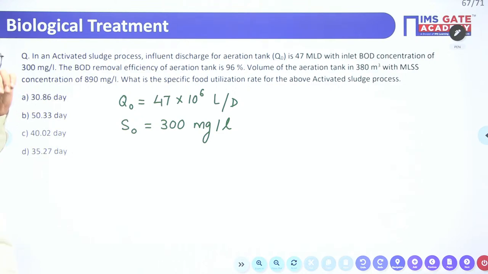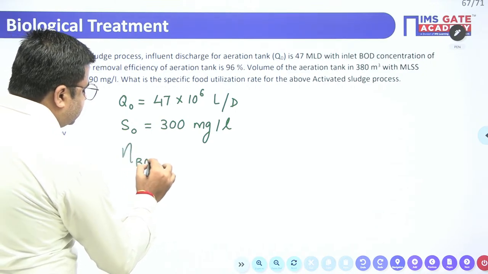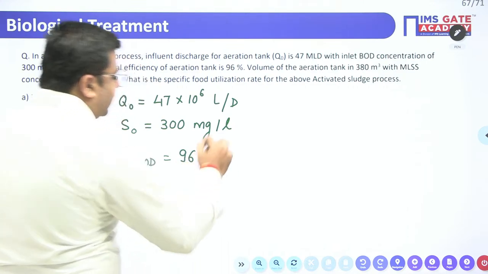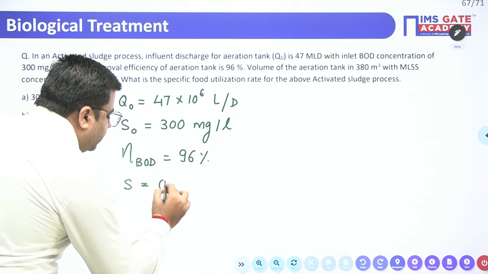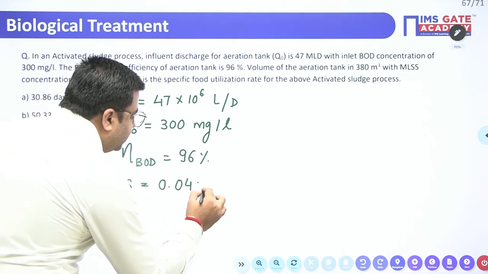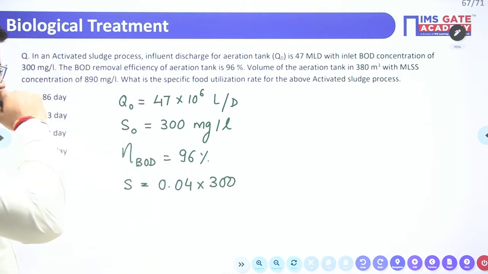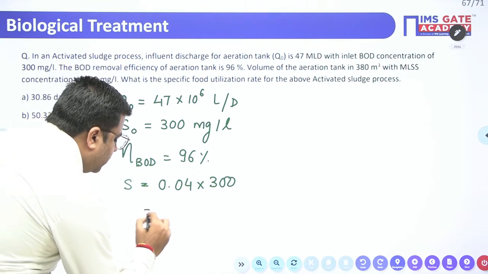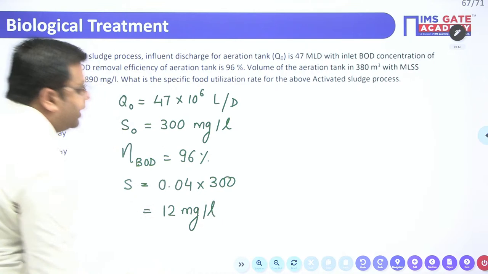The BOD removal efficiency of the aeration tank is 96%. So BOD that is coming out from the aeration tank, S, is equal to 0.04 times 300. So this will be, I guess, 12 milligram per liter.